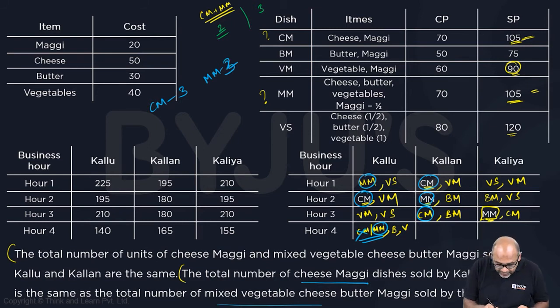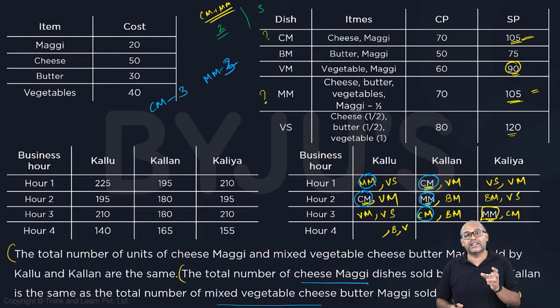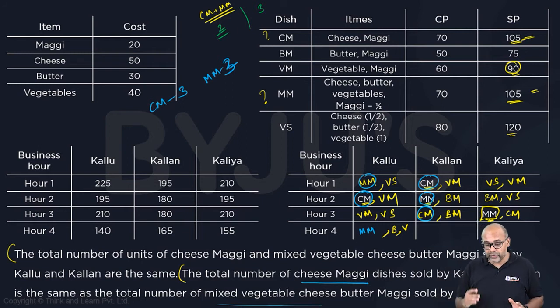So we will get the last part clearly. This has to be MM only. CM cannot be possible. So first we identified it is CM or MM. Now we are saying CM is not possible. It has to be MM. Now this is what is given. So this is what we get.